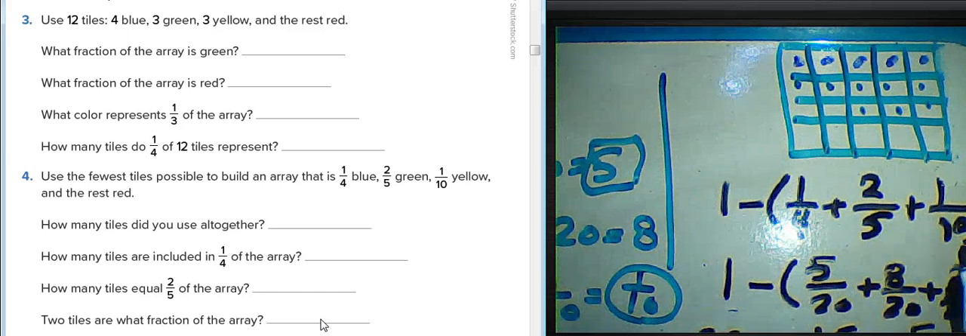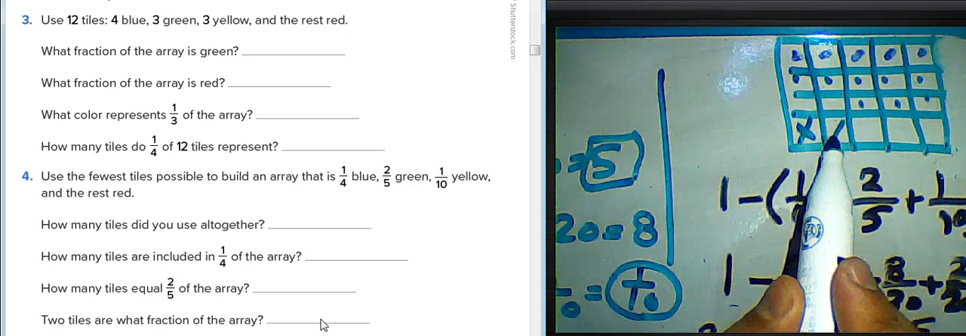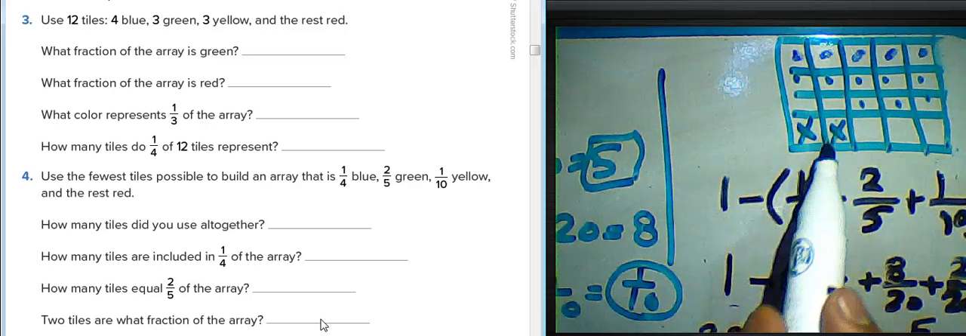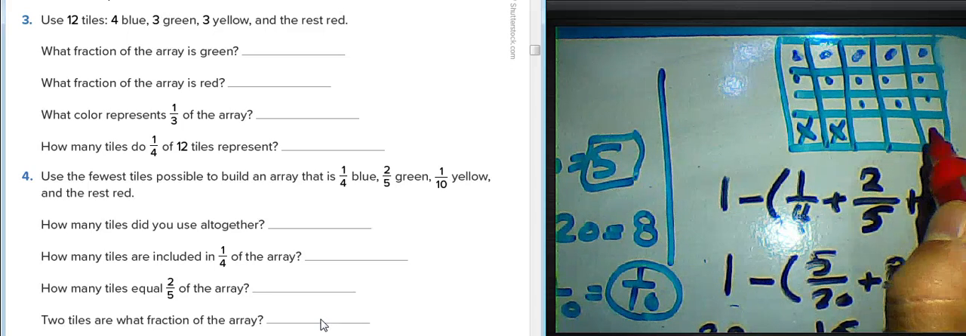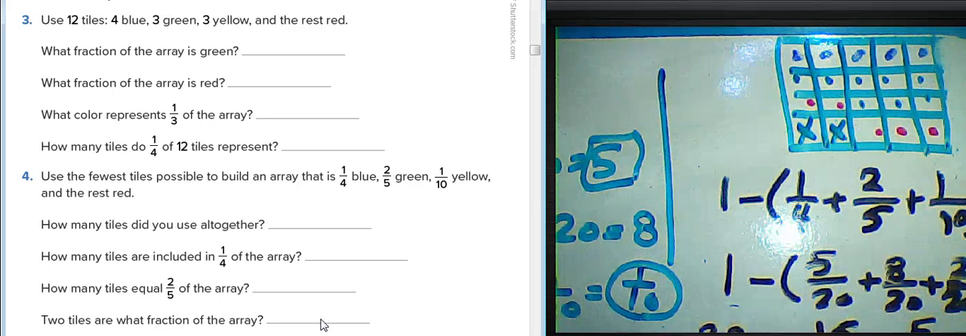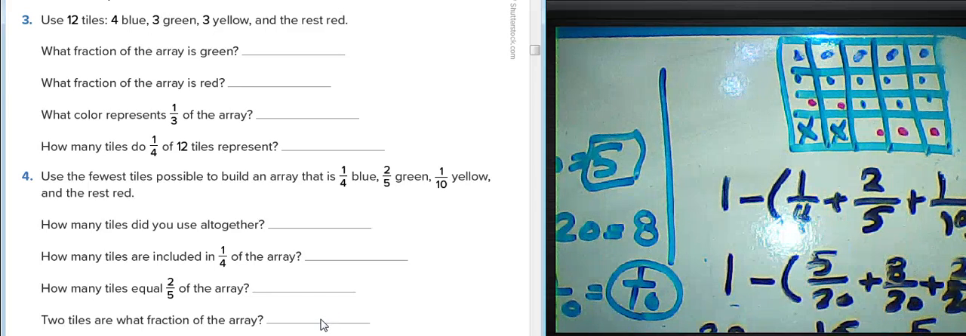Okay, and 1 over 10 yellow means 2 yellow. This part is yellow. Okay, and the red was the rest. Red was 5. 1, 2, 3, 4, 5. Okay, it's colored all parts here. Understood?